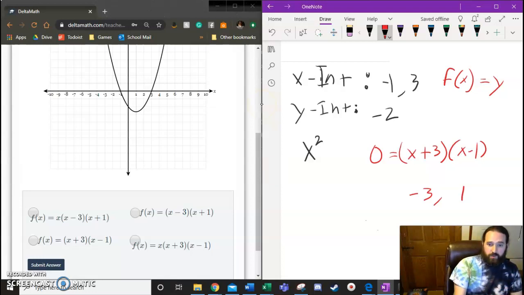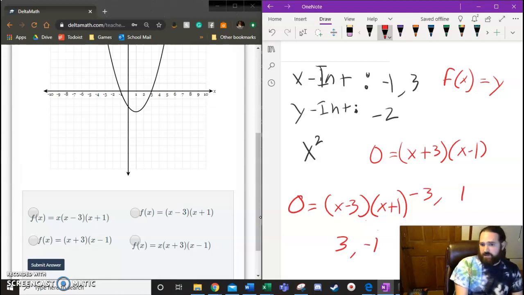So I'm going to check the other one real quick. If I had 0 equals x minus 3, x plus 1. If you guys need, take a minute, solve it, make each one of these equal 0, find the answers. Okay, so I have a 3 and a negative 1. That's the intercepts I need.